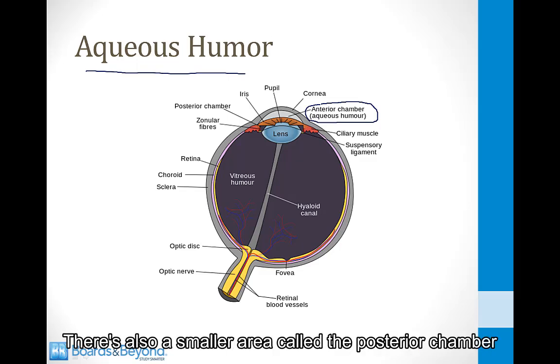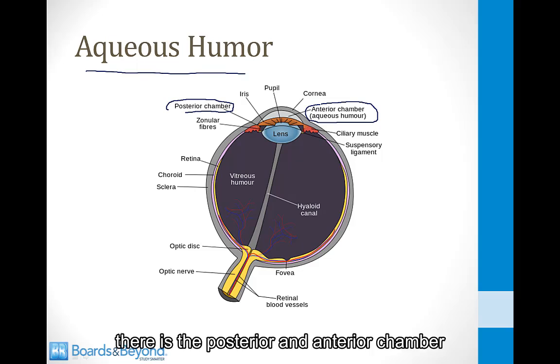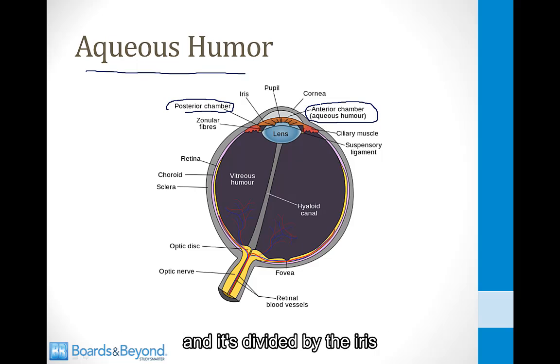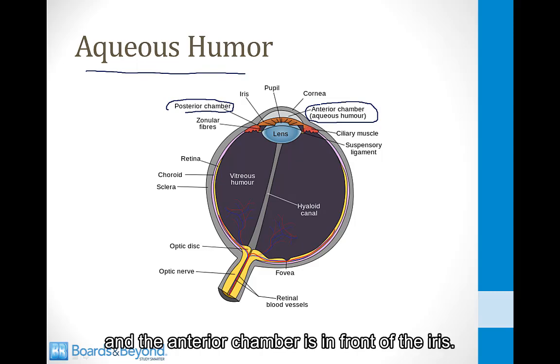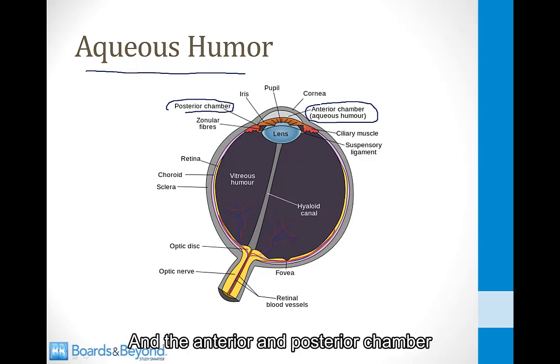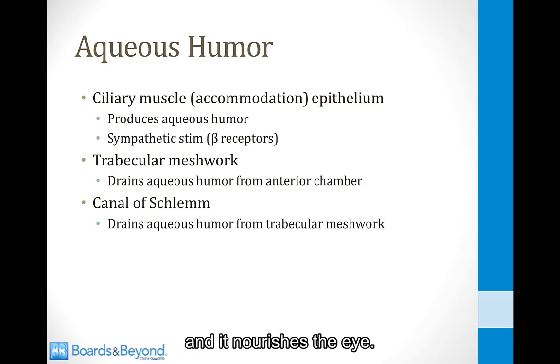There's also a smaller area called the posterior chamber, which sits behind the iris. So in front of the lens, there is the posterior and anterior chamber, and it's divided by the iris so that the posterior chamber is behind the iris and the anterior chamber is in front of the iris. And the anterior and posterior chamber both have aqueous humor, and don't confuse that with vitreous humor, which is what's in the back of the eyeball. Your eye needs aqueous humor so you can see. It's what gives the eye its shape and it nourishes the eye.